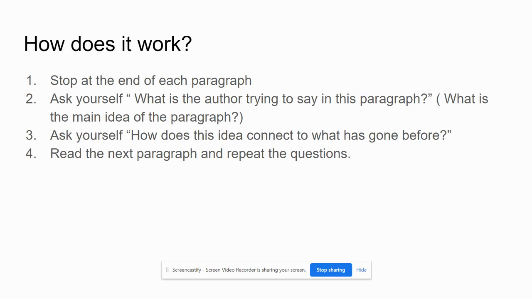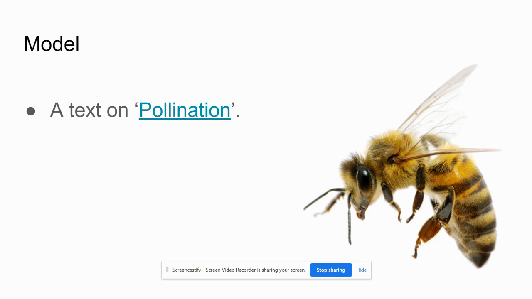You simply stop at the end of each paragraph and you ask yourself, what's the author trying to say in this paragraph? You try to isolate the main idea of that paragraph. And then you ask yourself, how does this idea connect to what has gone before? You read the next paragraph and you repeat the questions as you go through the text. So let's take a look at a text on pollination to model what this might look like.